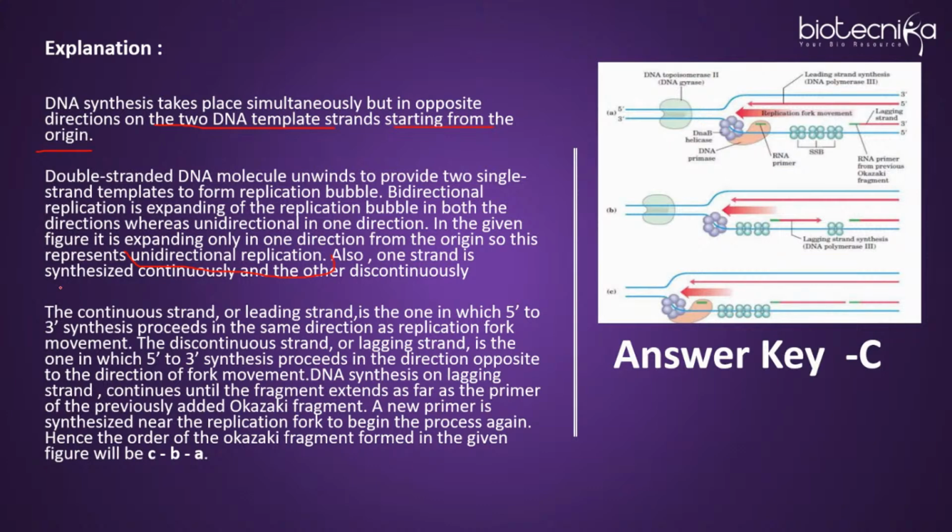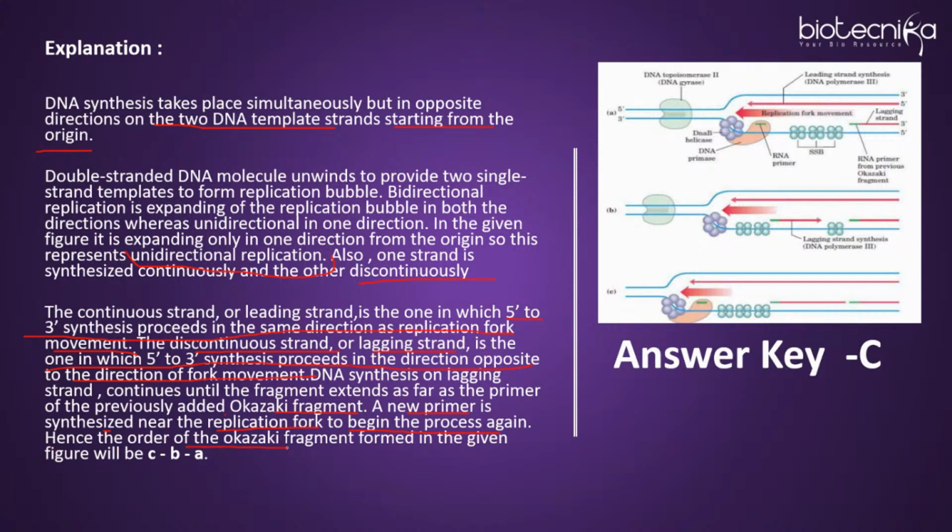Also, one strand is synthesized continuously and the other discontinuously. As we know, the continuous one is the leading strand and the discontinuous one is the lagging strand. The leading strand is the one in which the 5' to 3' synthesis proceeds in the same direction as the replication fork movement, while the lagging strand is the one in which the 5' to 3' synthesis proceeds in the direction opposite to the fork movement. DNA synthesis on the lagging strand continues until the fragment extends as far as the primer of the previously added Okazaki fragment. A new primer is then synthesized near the replication fork to begin the process again.